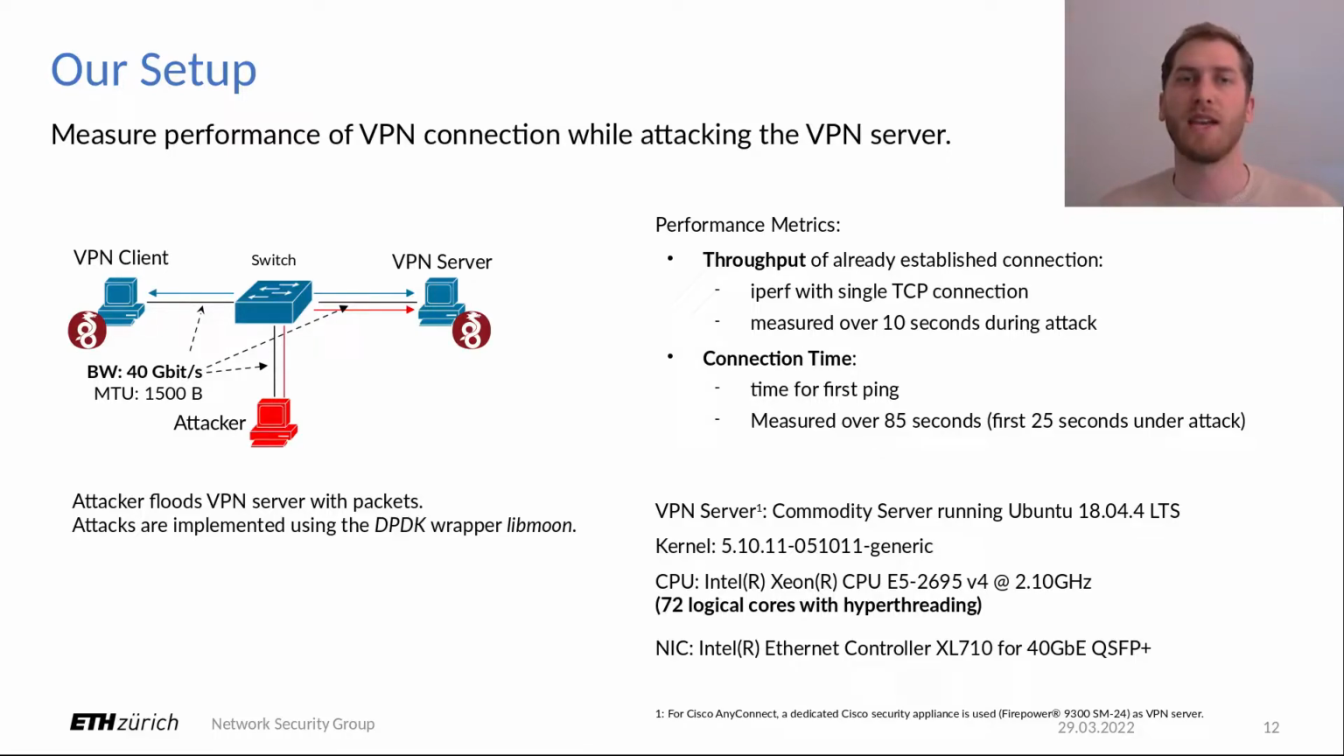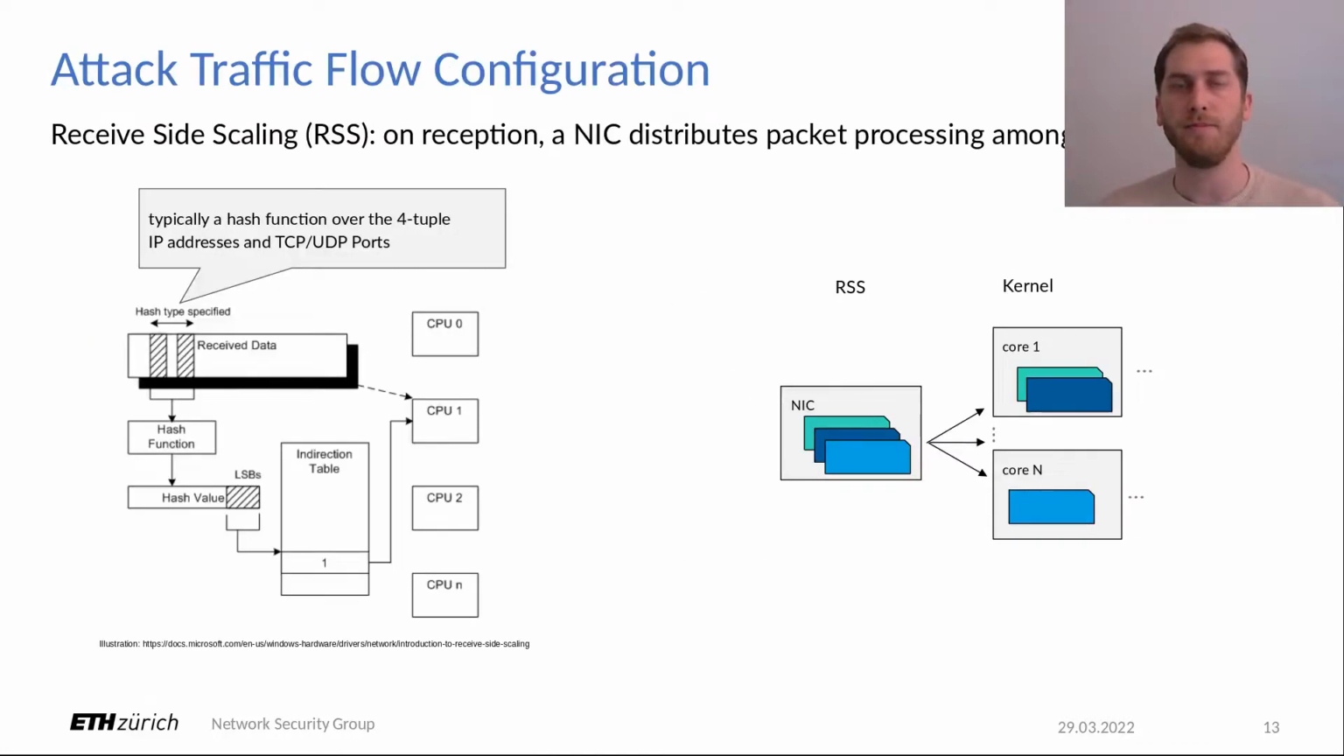Important to note here is that the device under test, the VPN server, is a commodity server equipped with 2 Intel Xeon CPUs, providing a total of 72 logical cores. As we are working with a multi-core system, receive-side scaling starts to play an important role. RSS is a mechanism that distributes the processing of received packets among multiple cores. Typically, the hash over the 4-tuple IP address, TCP and UDP ports determines the core to which a packet is forwarded.